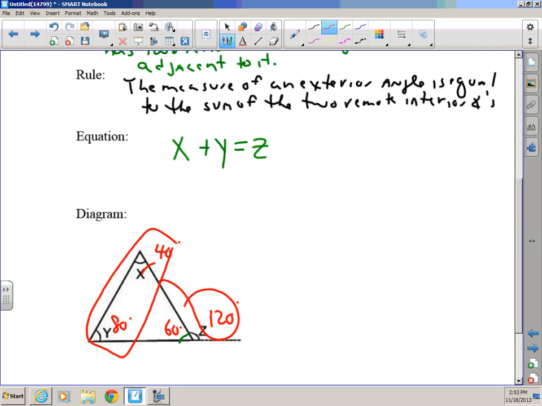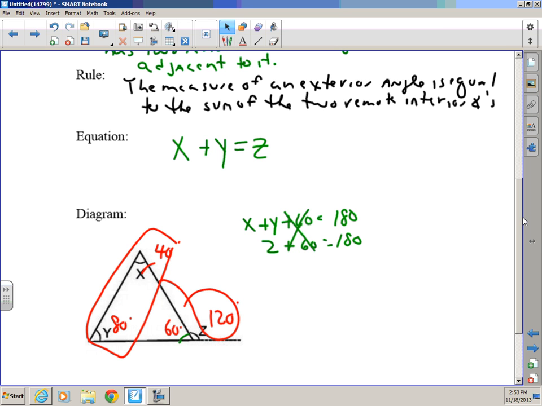Well, now if you take a look, the 80 and the 40, these two numbers, is equal to that number. Now, why does that work? Because X plus Y plus 60 have to equal 180. That's the triangle rules. And then Z plus 60 have to equal 180. They form a straight line. Well, the 60s cancel each other out. That means X plus Y has to be the same number as Z. And that's why that rule works.